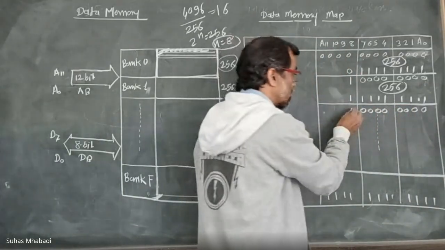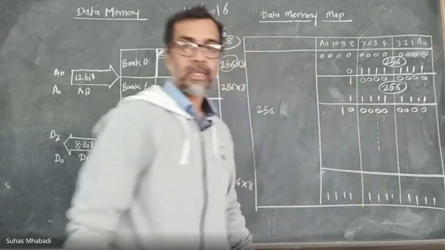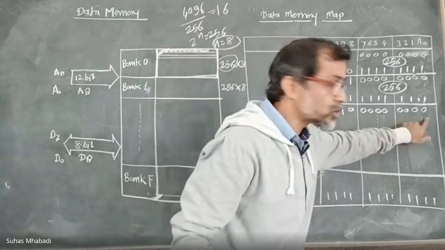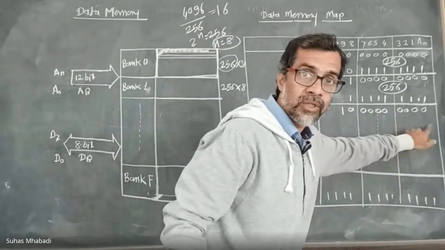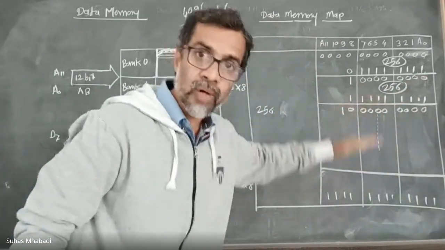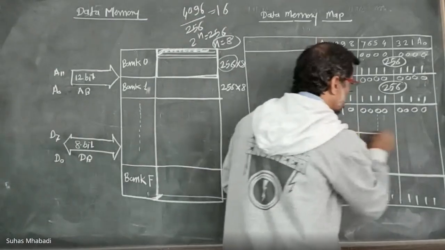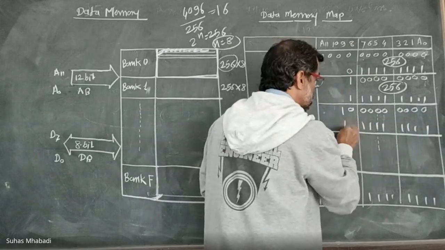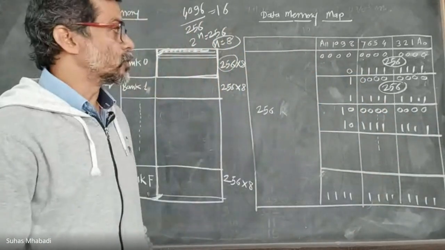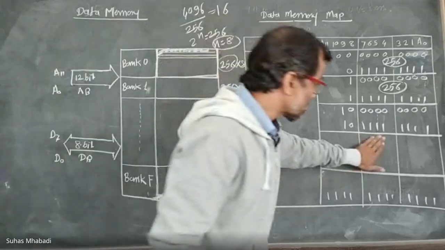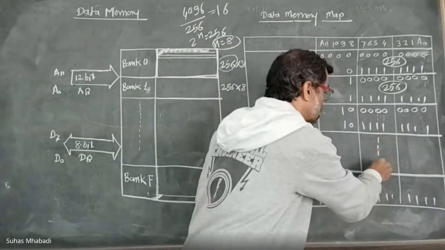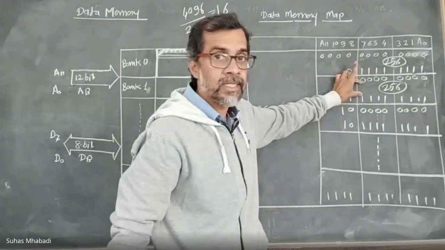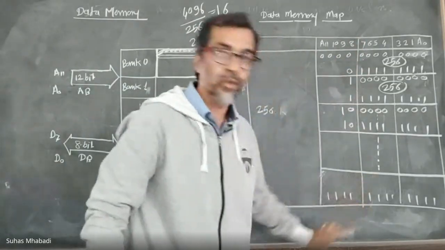Here I add 1, it becomes 0 1. Now this is the first address of the third bank. In that way, if I move ahead, I will get the last address of the third bank as 1 1 1 1 1 1 1 1, and this will be 1 0. Here also I got 256. Here I am getting 256. Here I am getting 256, and so on.